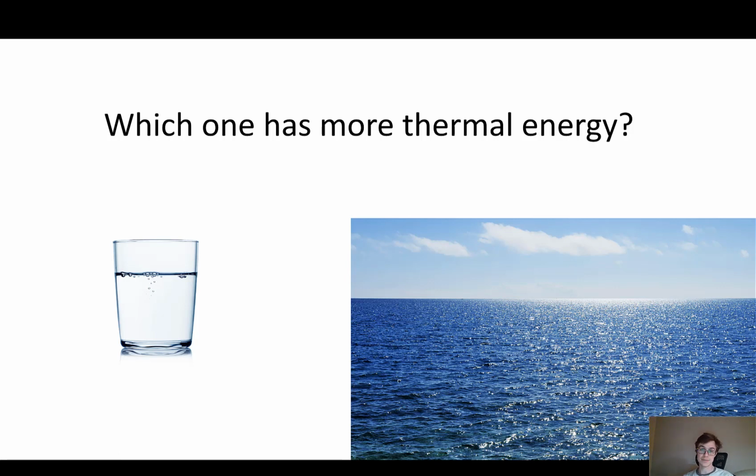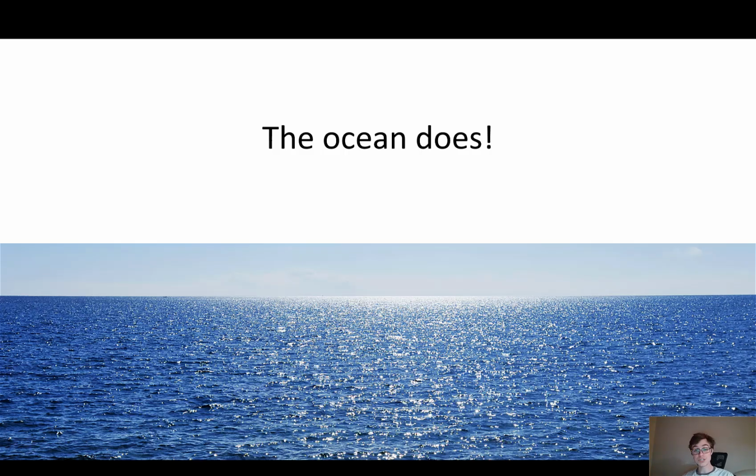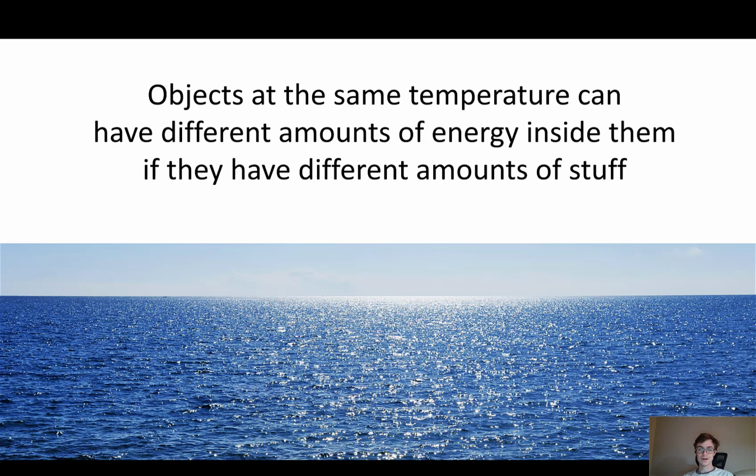Well, they're both at the same temperature, so maybe we think they have the same amount of energy, but that's not right. The ocean has more energy. Objects at the same temperature can have different amounts of energy inside them if they have different amounts of stuff. Think about it like this. 1 cup of water is about this much of the ocean. The ocean is not just 1 cup of water, it's 2, 3, 4, several thousand, several million cups of water.